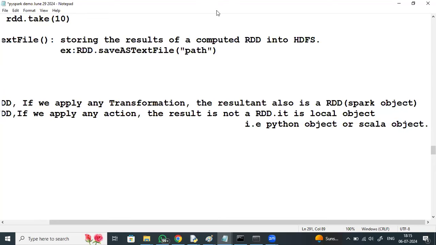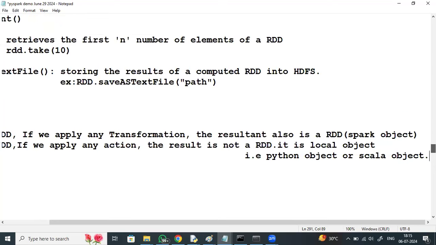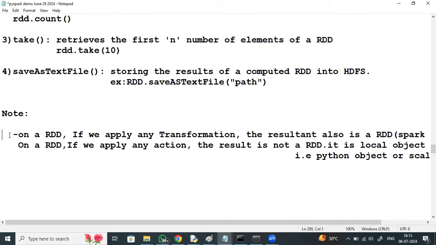Okay, understand these things, right? Yes. On an RDD, if we apply any transformation, the resultant is also an RDD. On an RDD, if we apply any action, the resultant is not an RDD, it's a local object.